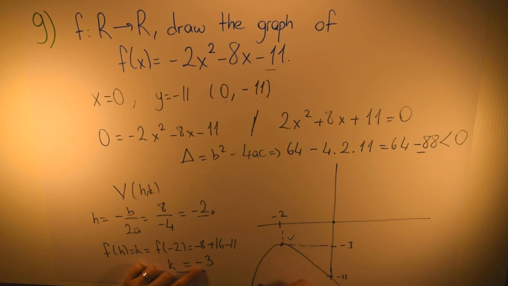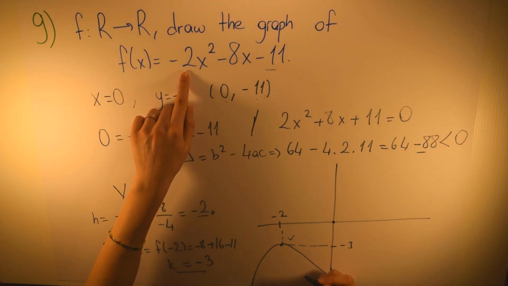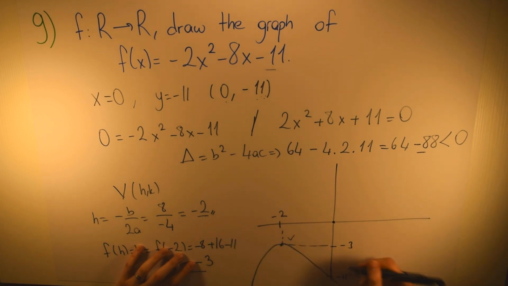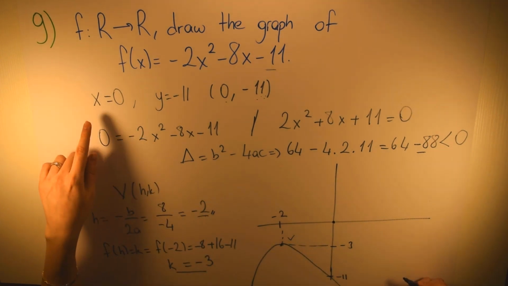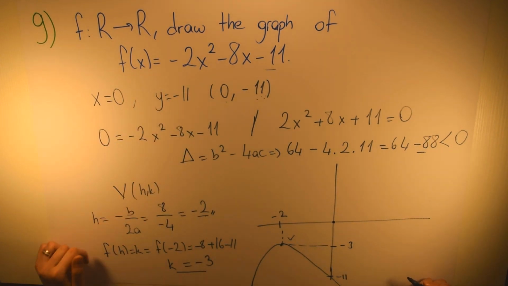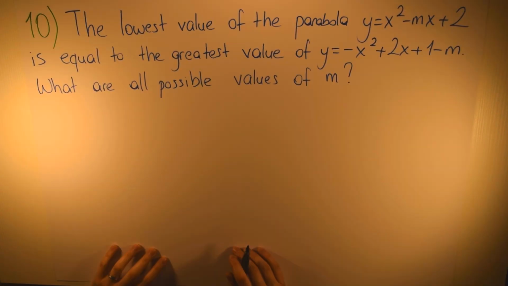So why is our parabola like this? Because the value of a is less than 0. So this is the graph of our quadratic equation in this question. Okay, let's continue with our last question.